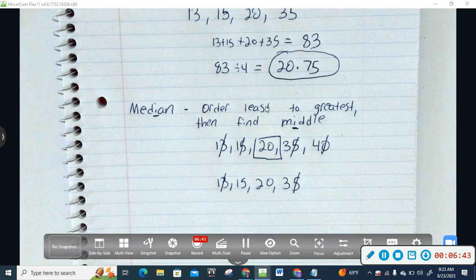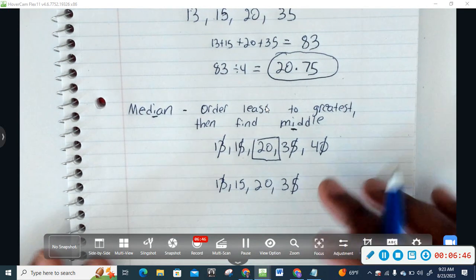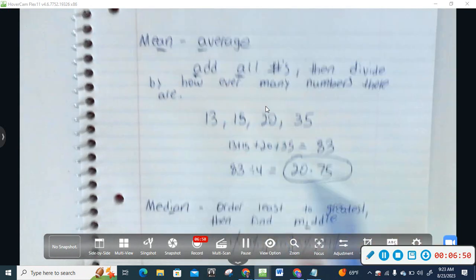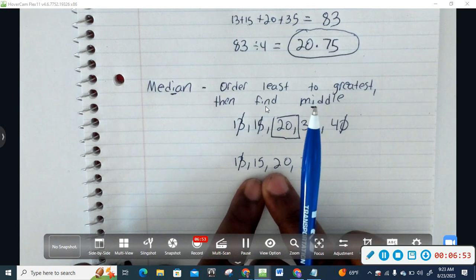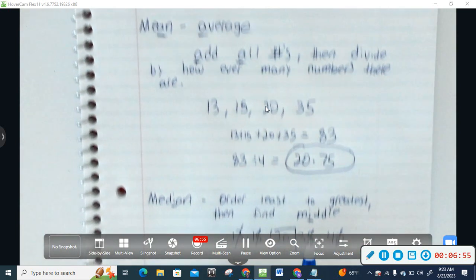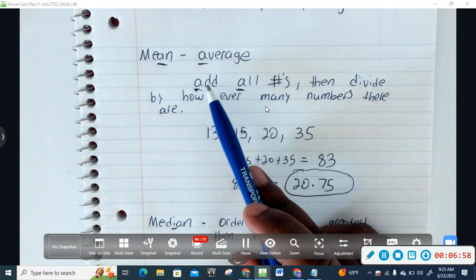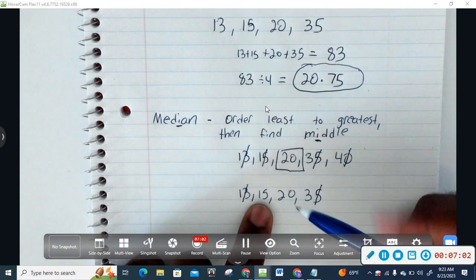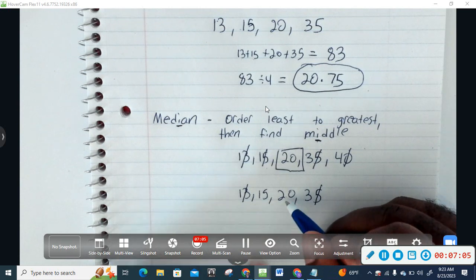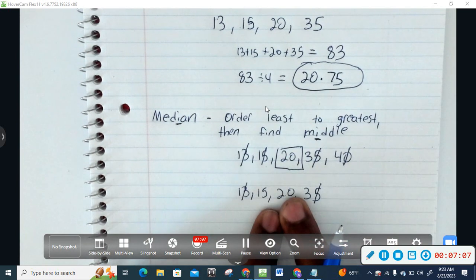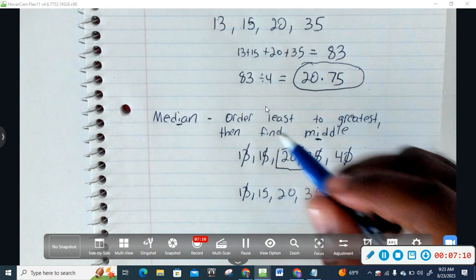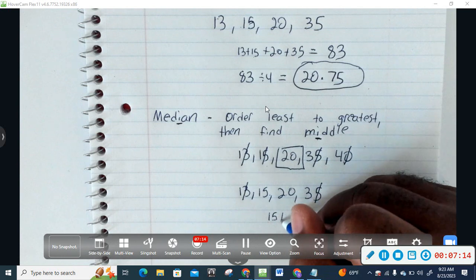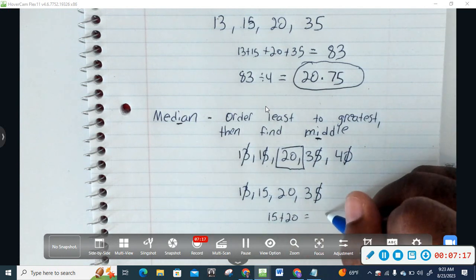So what you have to do when you're left with 2 numbers in the middle is it goes back to this definition right here. Find the average or the mean of these 2 numbers. By definition, what does average say to do? Add these 2 together and divide by how many numbers am I dealing with? 2. Good. So add 15 plus 20 equals 35.